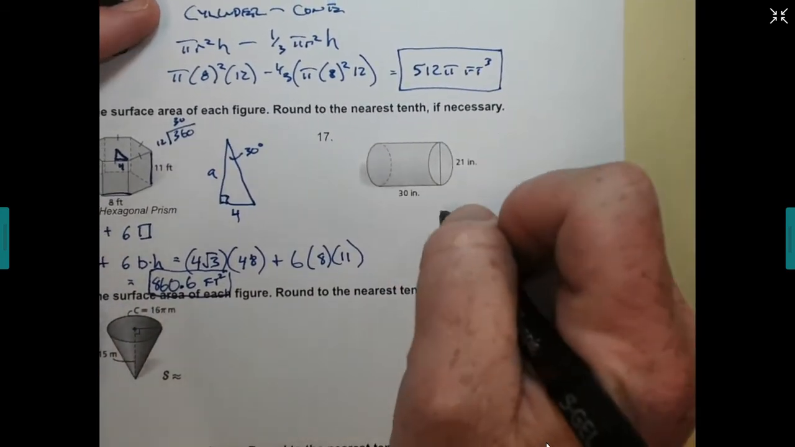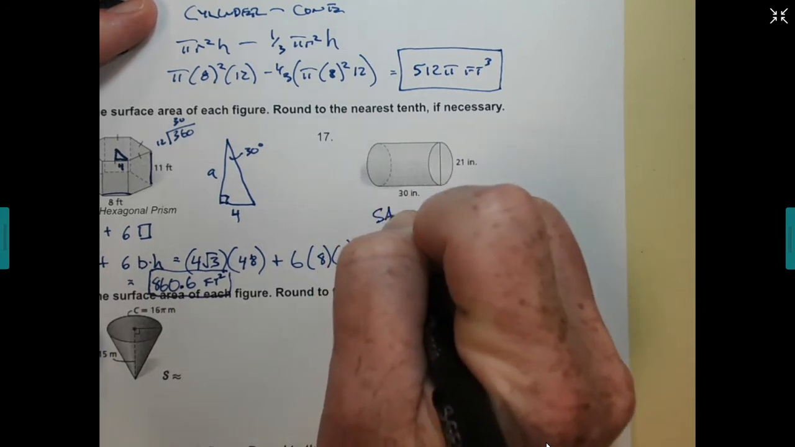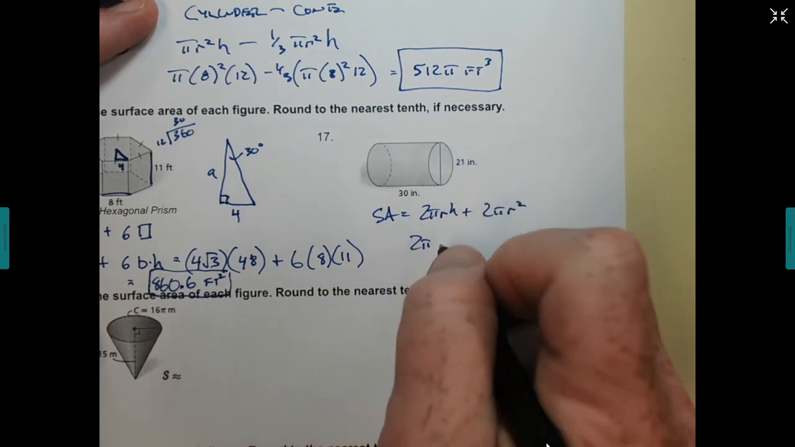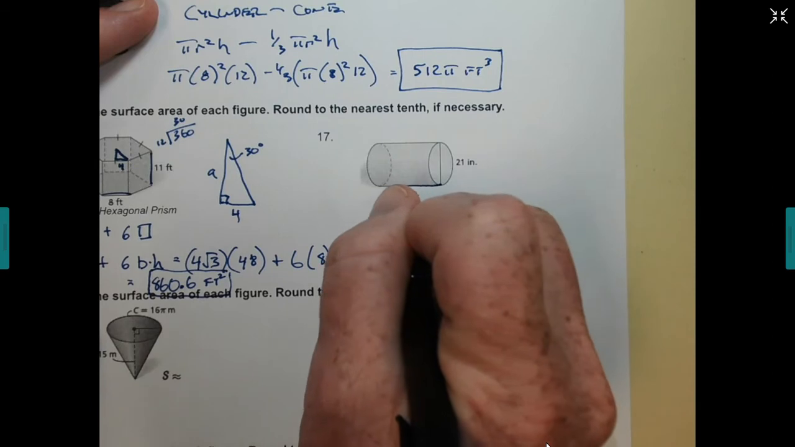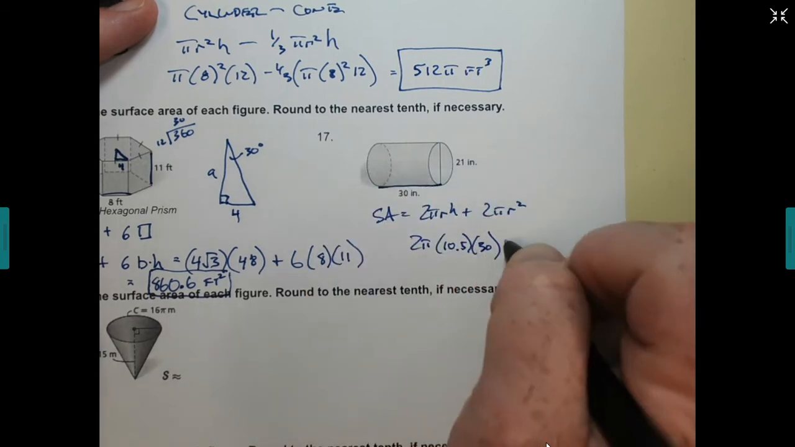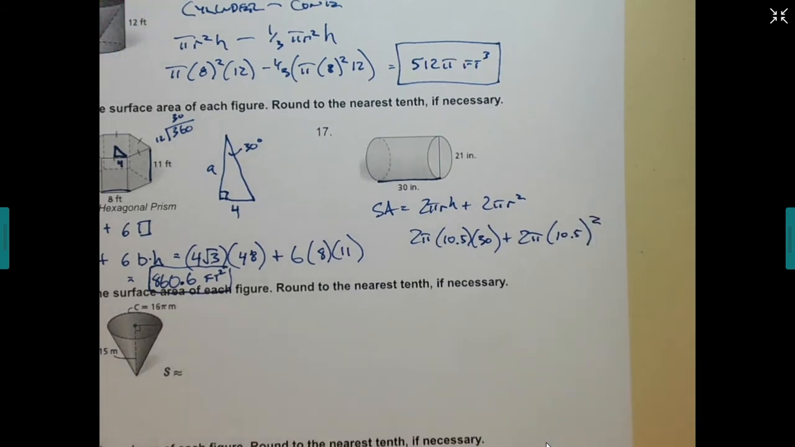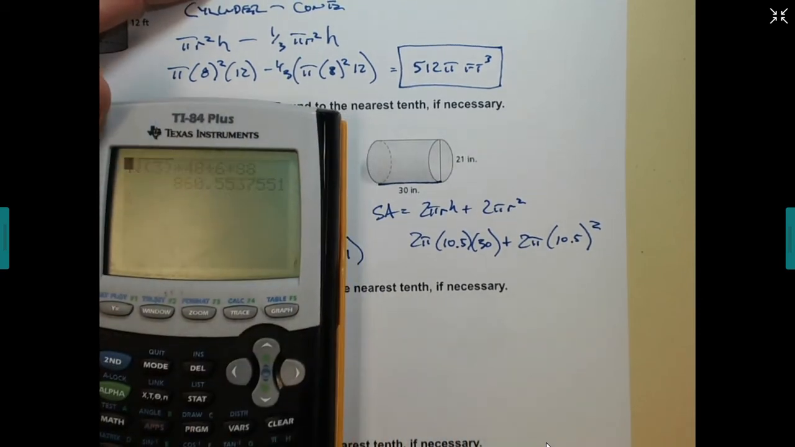Surface area here, cylinder. I'm just going to do the formula. That's 2 pi rh plus 2 pi r squared. Surface area formula. 2 times pi. The radius is going to be half of 21, which is 10.5. The height is the distance from one base to the other, which is 30, plus 2 pi r squared. It says round to the nearest 10th if necessary. I won't probably have to do that. We'll see. If I leave my answer in terms of pi, I'm going to do 2 times 10.5 times 30 plus 2 times 10.5 squared.